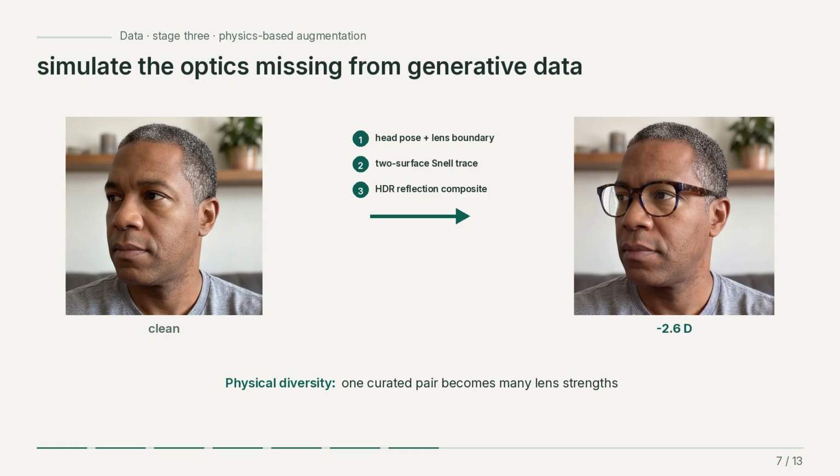Generative synthesis alone covers only a limited range of real optical effects. To increase this range, the method estimates head pose and lens boundaries and constructs a two-surface lens model. Each pixel is traced through two applications of Snell refraction, producing a dense, physically derived warp field. HDR reflections are then composited with the refracted image. This augmentation converts each curated pair into multiple examples with varied lens properties.